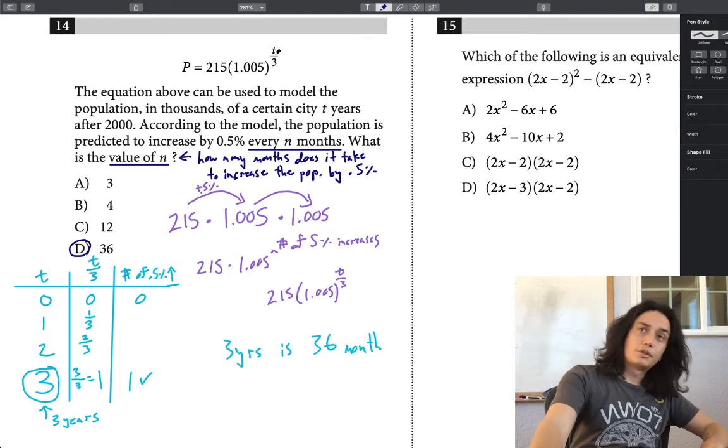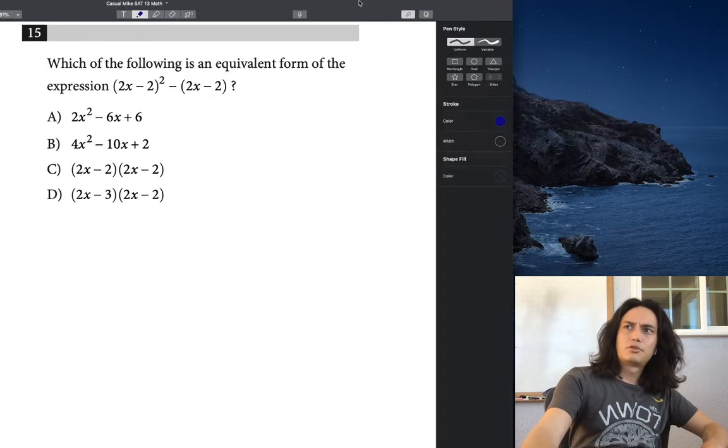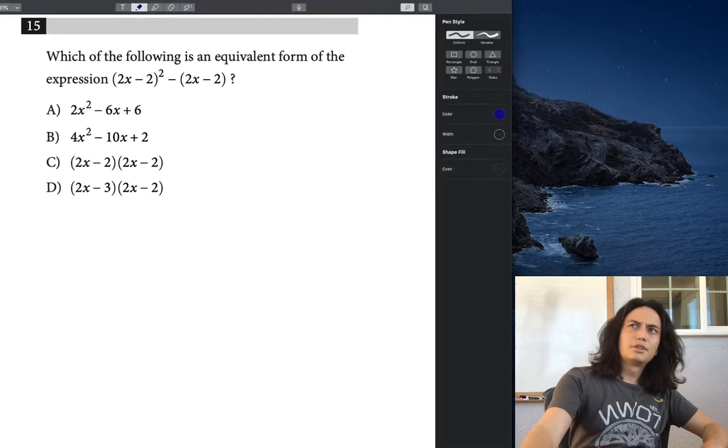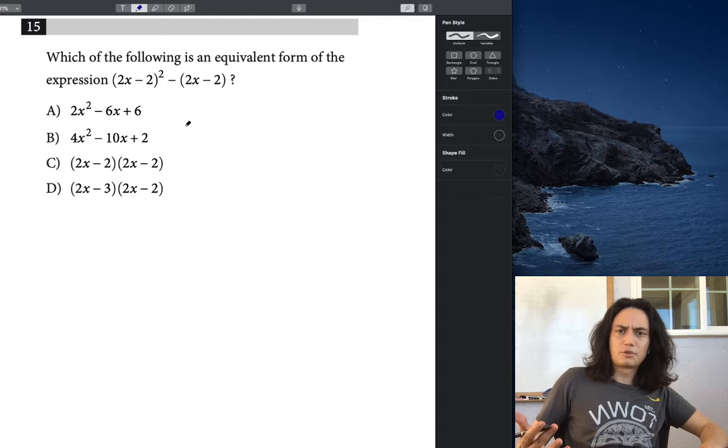Okay, question 15. Oh, strange. I'm looking at this and I feel like all you have to do is just use algebra and simplify, right?